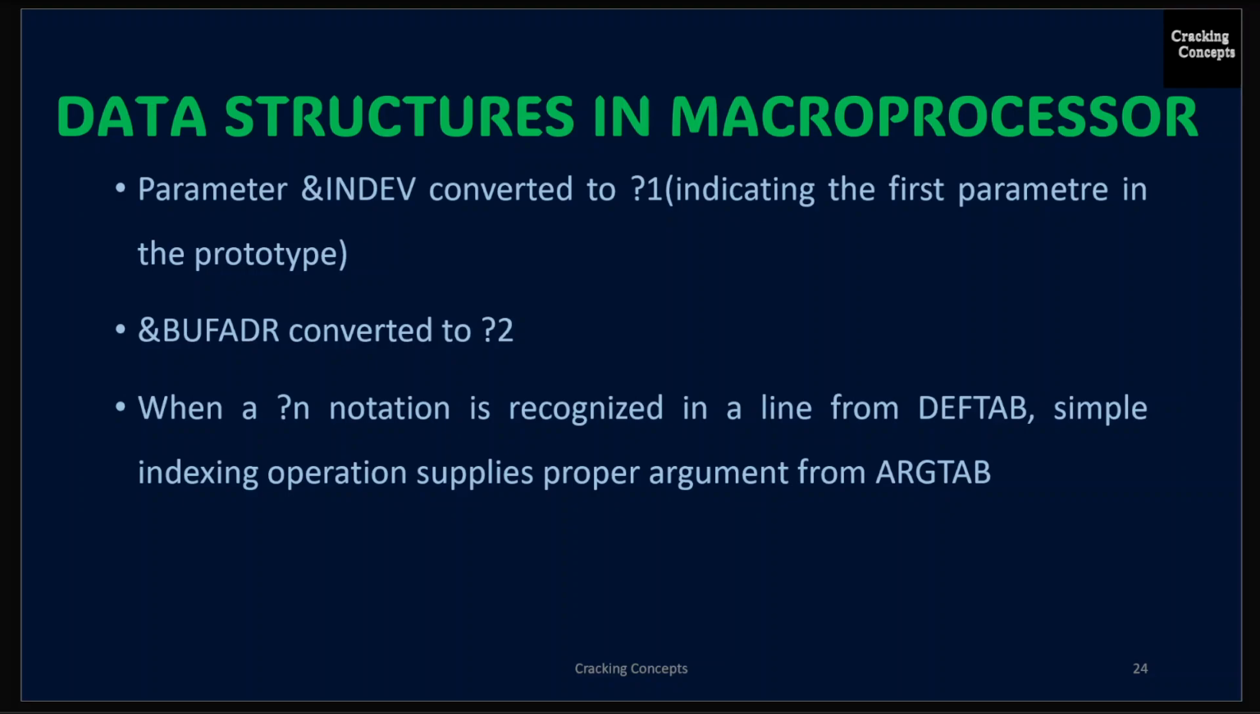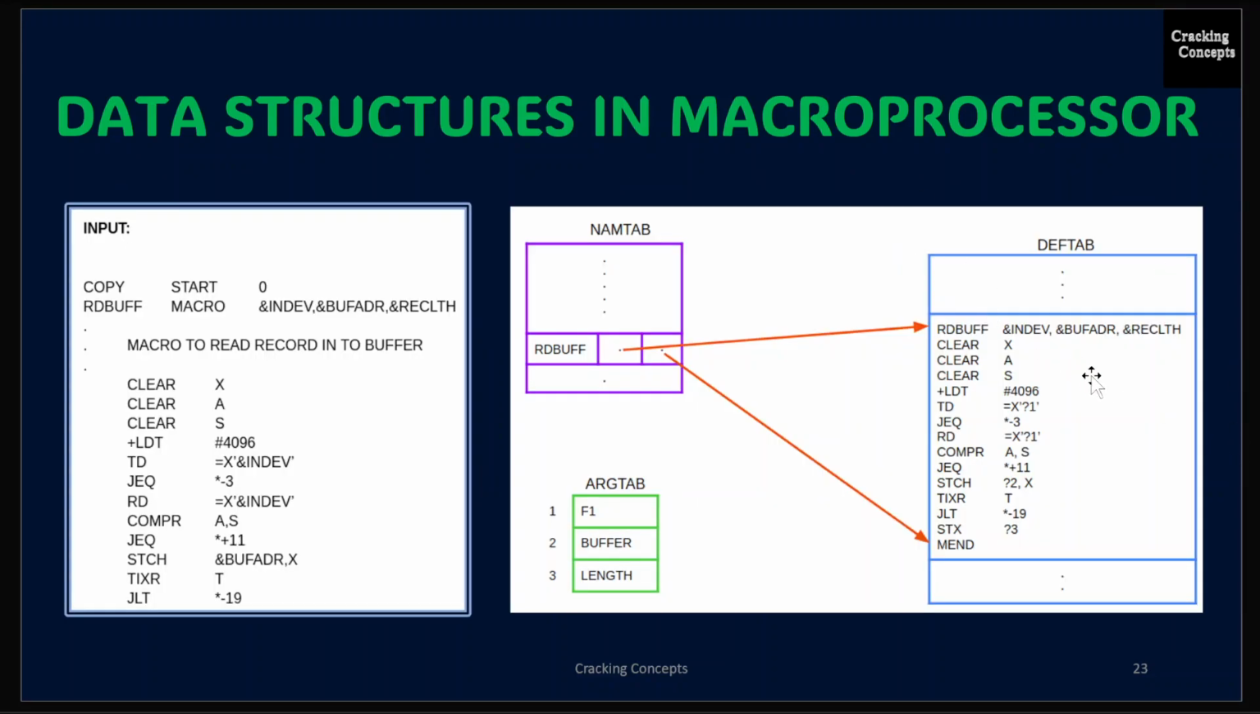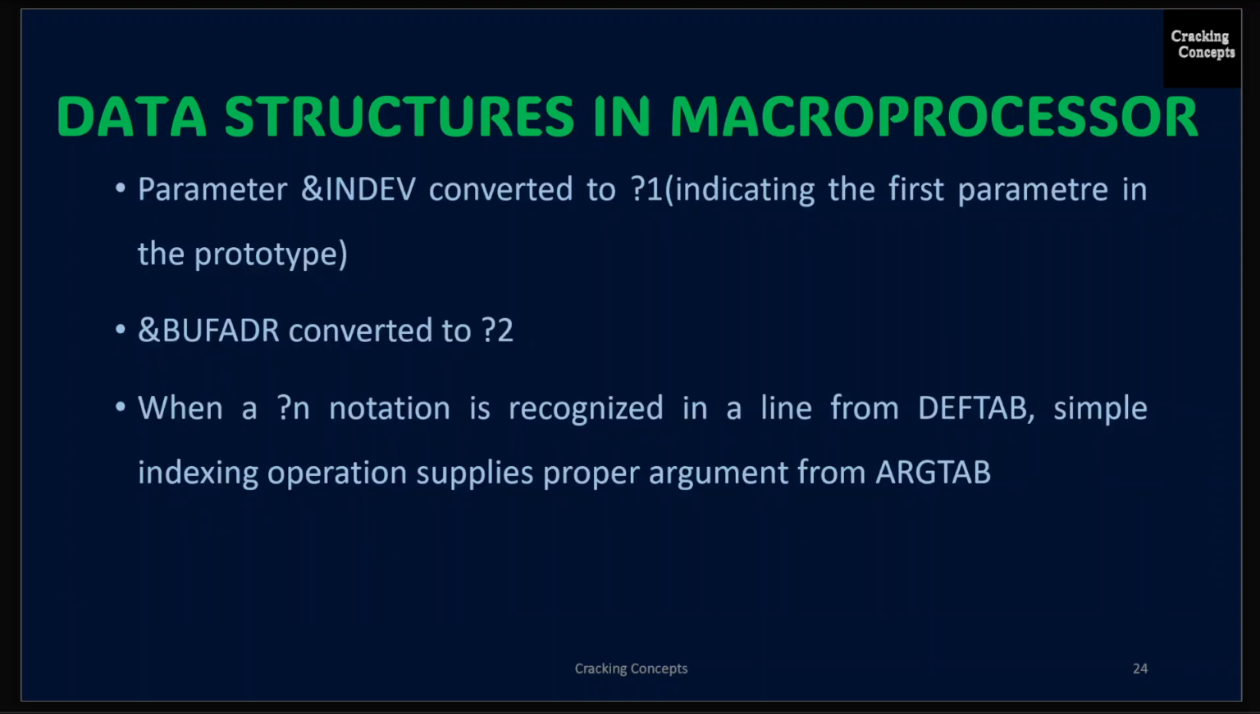Now the parameter ampersand in device has been converted to $1, indicating that it is the first parameter in the prototype. Now that can be seen here. Now in the code we have TD, corresponding argument is indef, which has been replaced with $1, and ampersand buffered has been converted to $2, as it can be seen here. The second argument was ampersand buffered, which is converted to $2, and so on. Now when a $n notation is recognized in a line from def tab, a symbol indexing operation supplies the proper argument from arg tab.